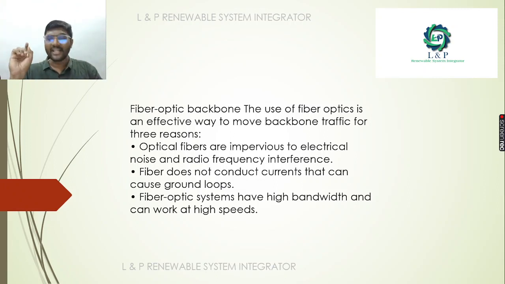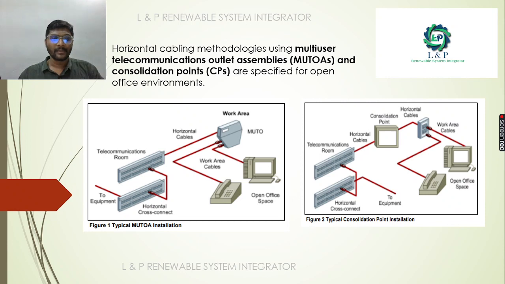First and foremost reason is that optical fibers are impervious to electrical noise and radio frequency interference. That is the first reason we are using optical fiber cables as a backbone. Second is that fiber cables do not conduct current that can cause ground loops. Third is that the fiber optic system has a high bandwidth and can work at very high speeds. So these are the three important reasons why we are using fiber optic cable as a backbone.